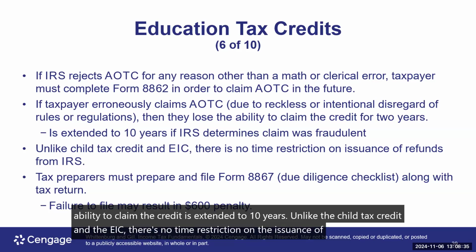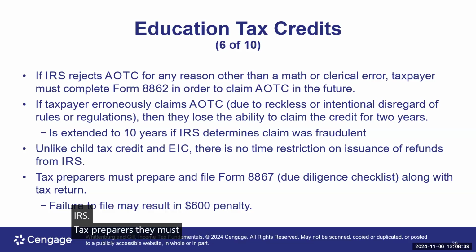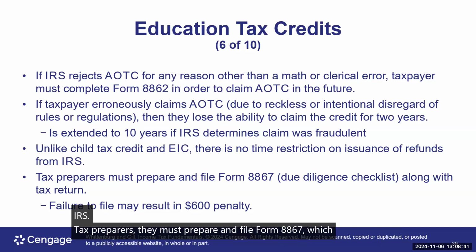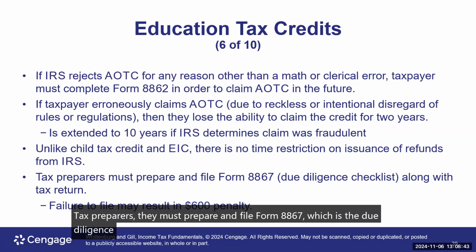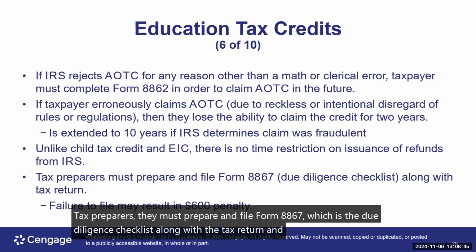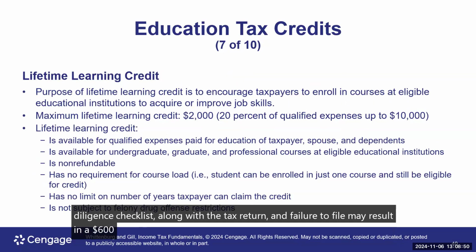Unlike the child tax credit and the EIC, there's no time restriction on the issuance of refunds from the IRS. Tax preparers must prepare and file Form 8867, which is the due diligence checklist, along with the tax return, and failure to file may result in a $600 penalty.